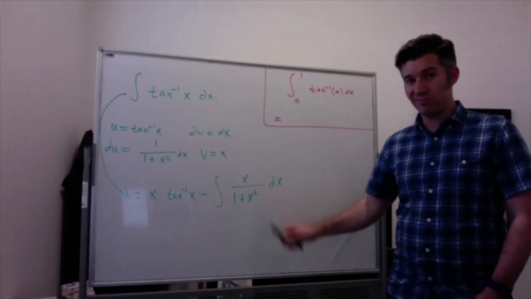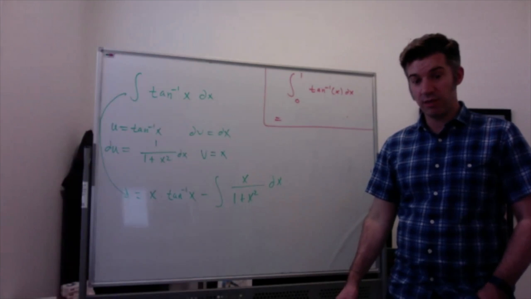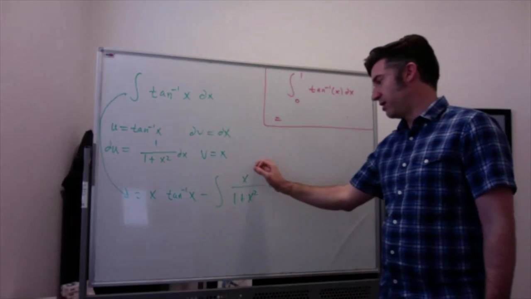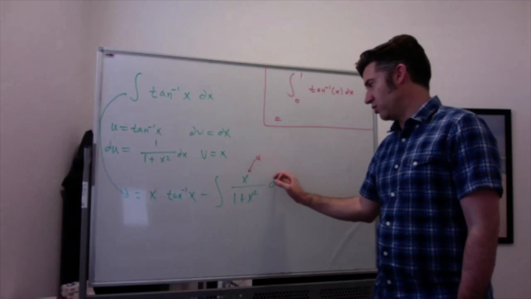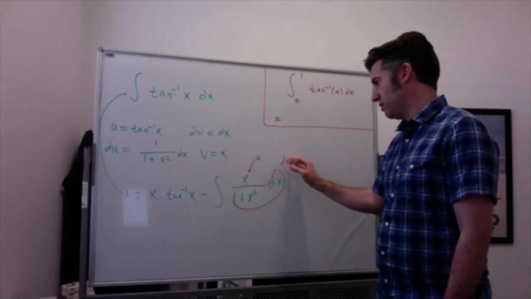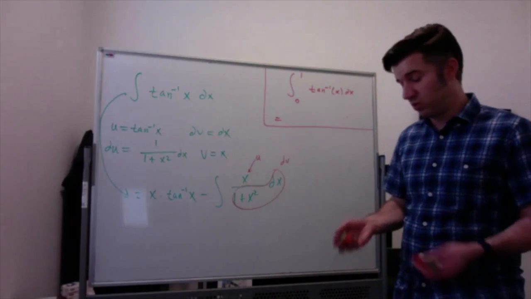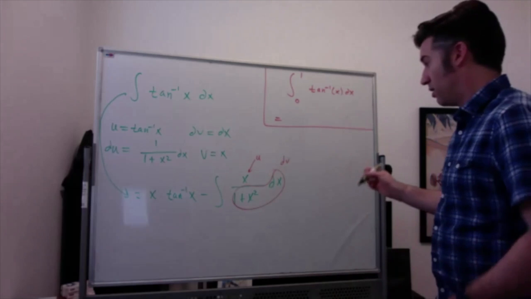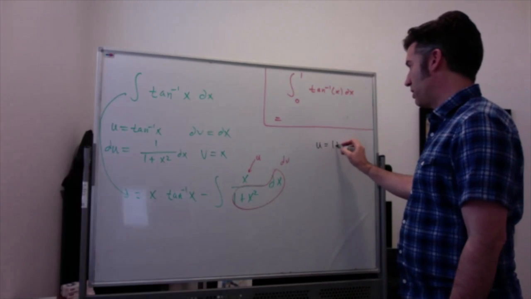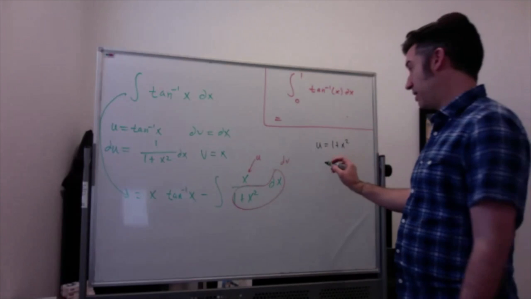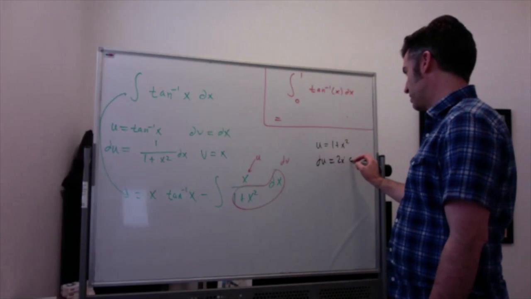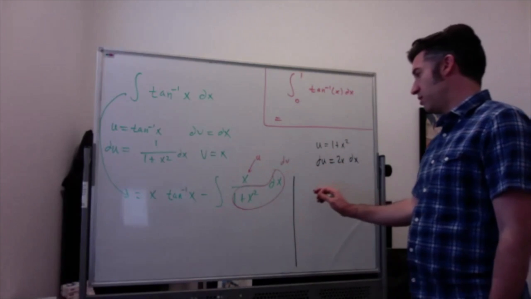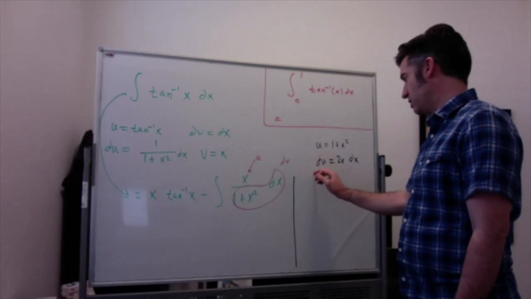And now this part is a u sub. This is my u, that's my dv, but now I'm going to do a u substitution. So I'm going to let u equal 1 plus x squared. And then my du is going to be 2x dx. So that this integral here is going to become, well, 1/2 du is equal to x dx.